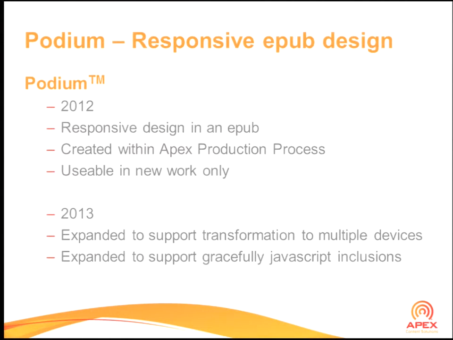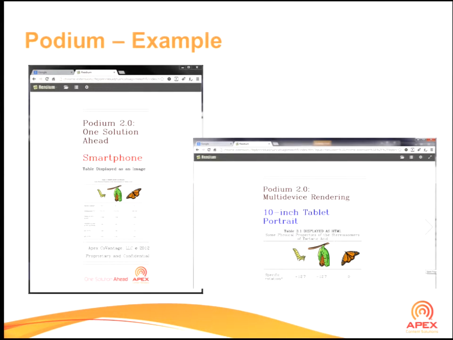Podium started back in 2012 for Apex GoVantage. What we did was, within our workflow systems, set up processes to enable responsive design within EPUB. It was a wholly automated system that was used with new work only. We made advances to that to be able to address customer needs by expanding support for transformation to multiple devices in a clean, elegant way, and also to be gracefully supporting JavaScript inclusions in those files.